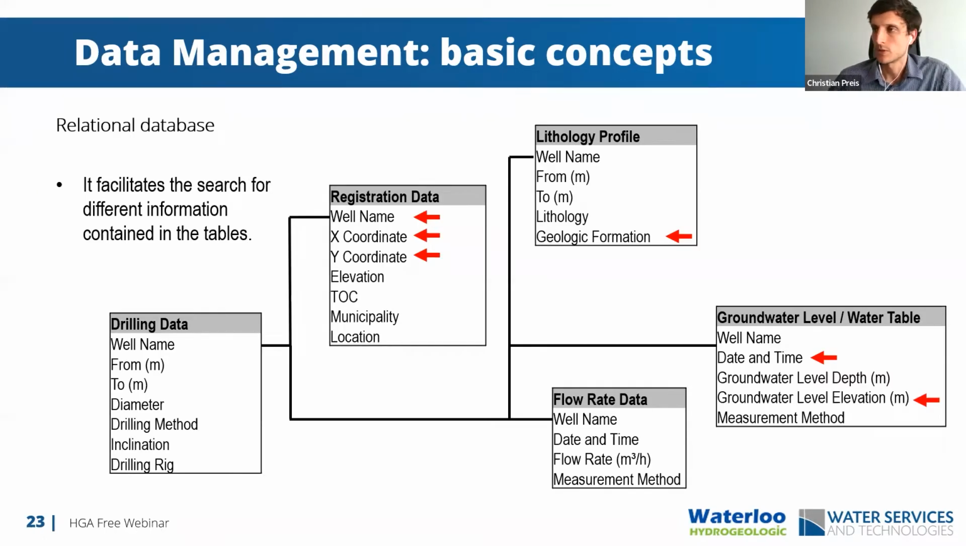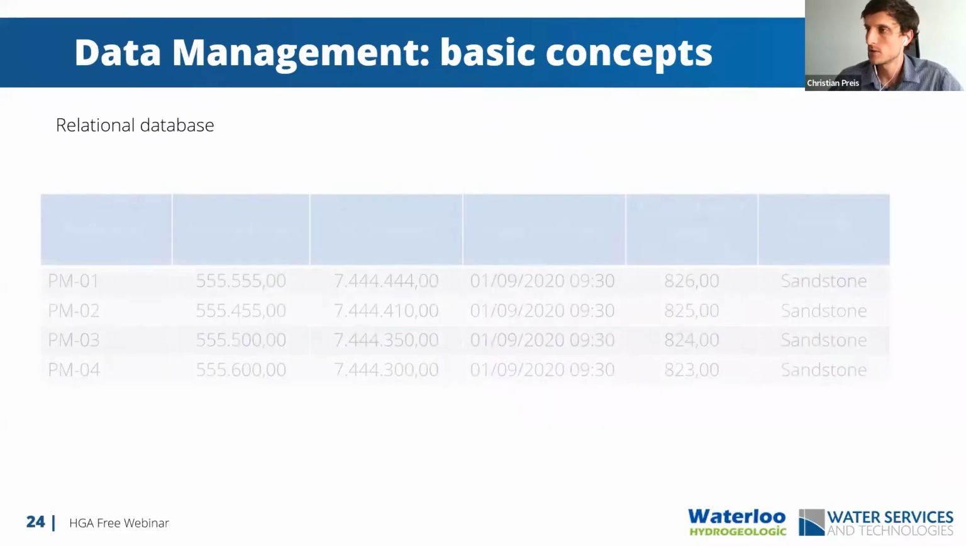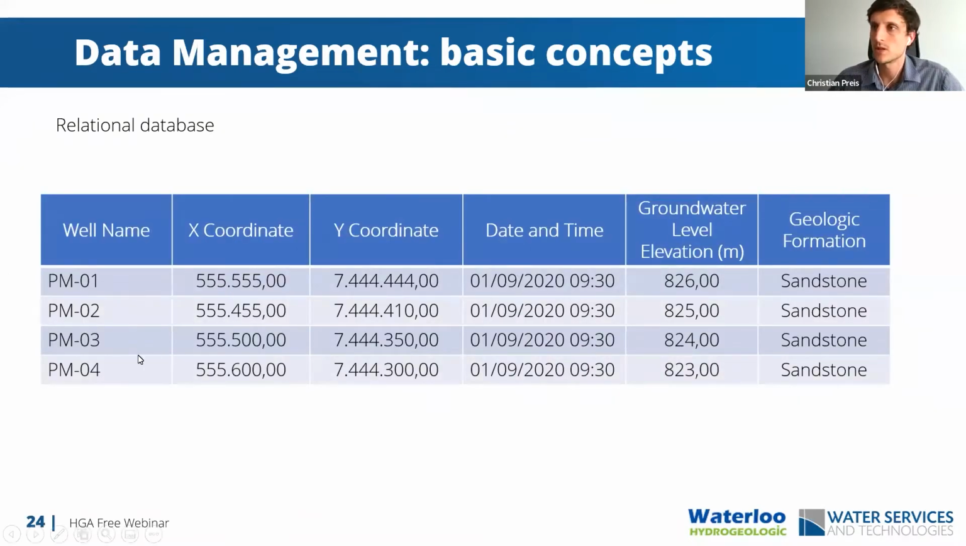So for example, in this example here, if I tell the database that I want this information, it would give me this table here. So you see, I have the well name, its coordinates, date and time, the groundwater elevation for a specific geologic formation.